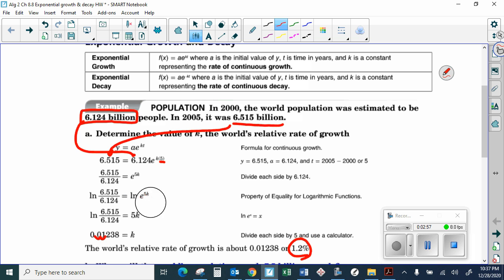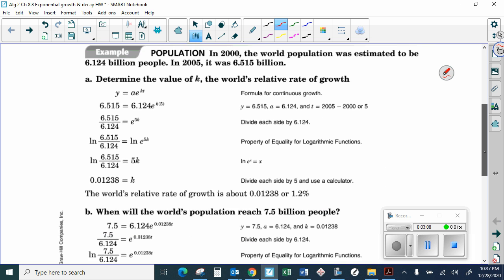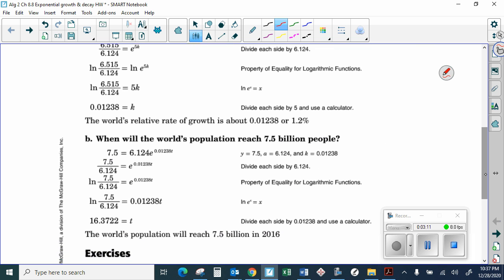Okay, so again, this is where we would use logs, in this case, natural log. That goes along with e. Whenever you think e, first thing you should think is ln, natural log.